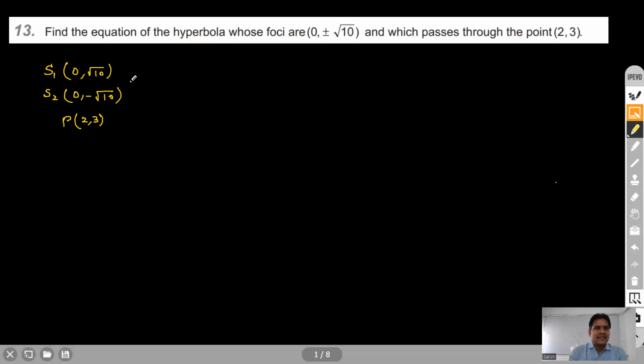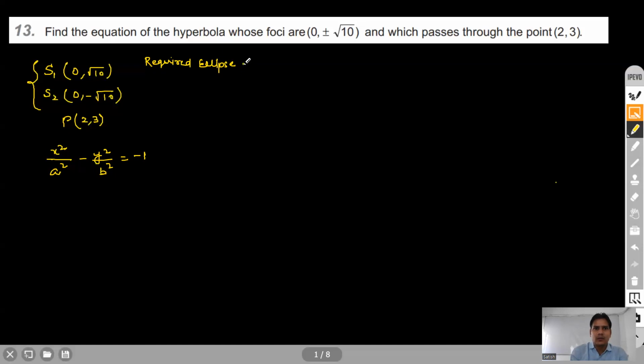Okay. Seeing the coordinates of this focus, you can say our curve will be of this form: x square upon a square minus y square upon b square is equal to minus 1. Why? Because the focus lies on the y-axis, and the y coordinate is varying, so it will be conjugate. Let me write it as our required hyperbola.